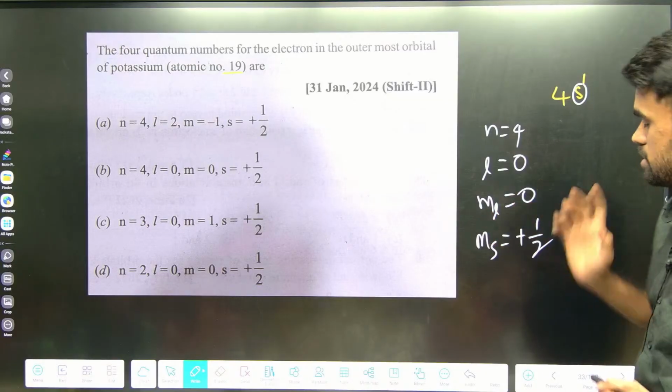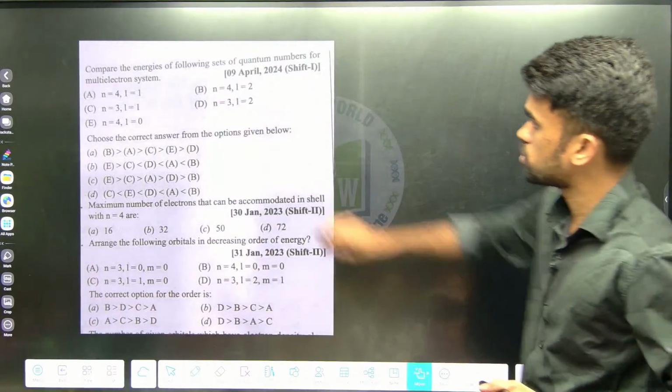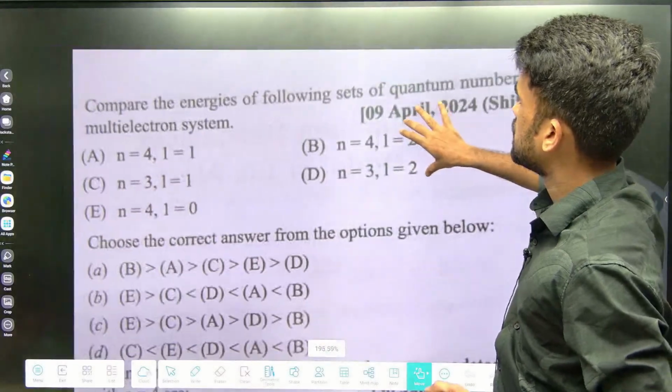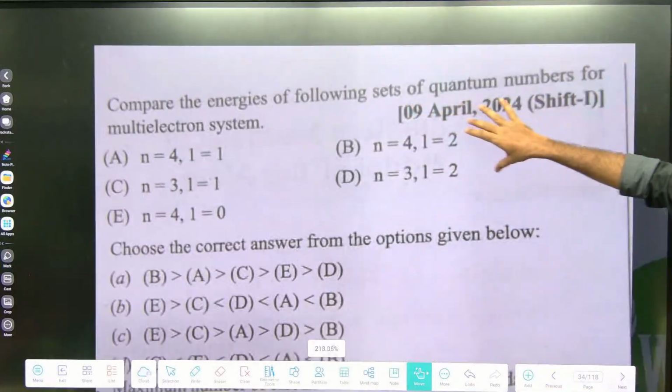B, that's it. Next. Tell me this question fast. Compare the energies of the following set of quantum numbers for a multi-electron system.